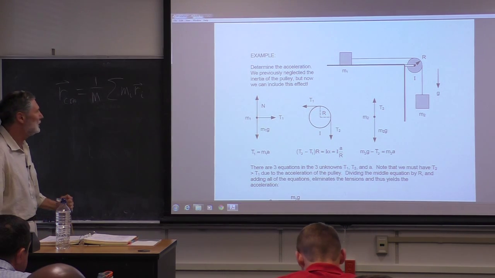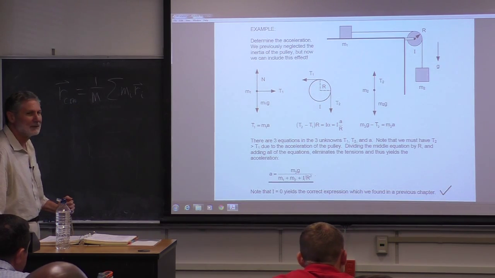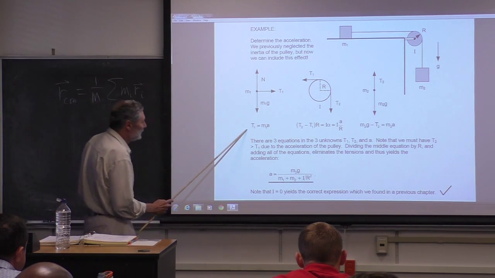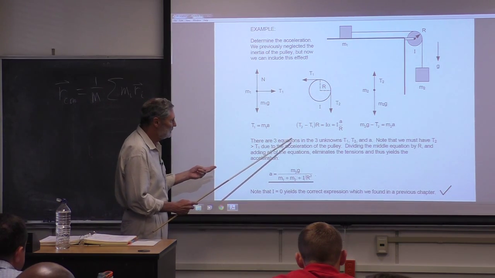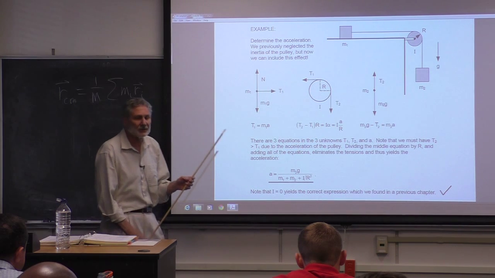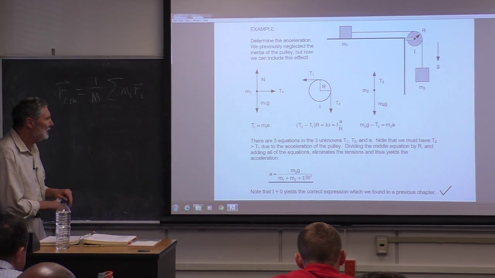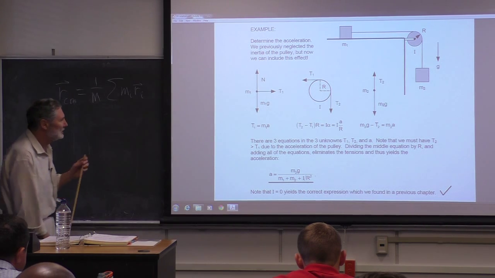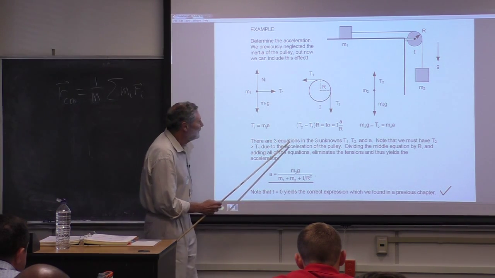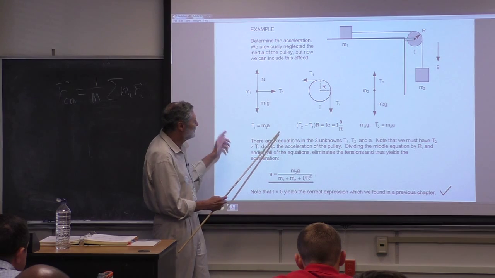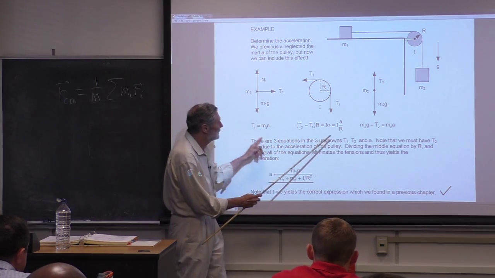So we have three equations. How many unknowns do we have? T1, T2, and A. Three equations, three unknowns, and they're linear. So we can solve these. The easiest way to solve them, actually, if you think about it, is to just add them up: add all the left-hand sides and add all the right-hand sides.